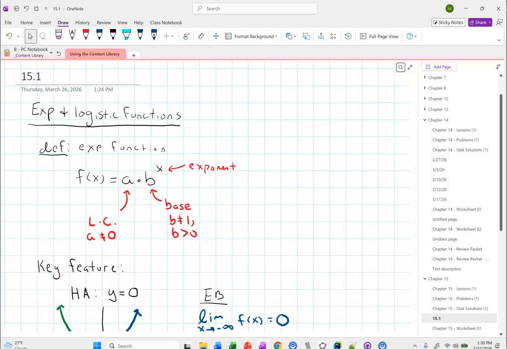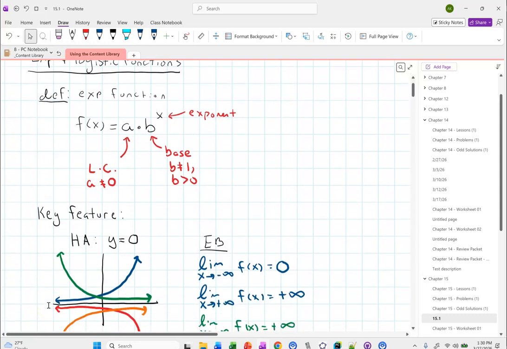Everybody feel okay? So again, we have these restrictions on here. It's worth taking a minute, at least mentioning why they're there. All exponential functions of the form y equals a times b to the x have a horizontal asymptote at y equals 0.